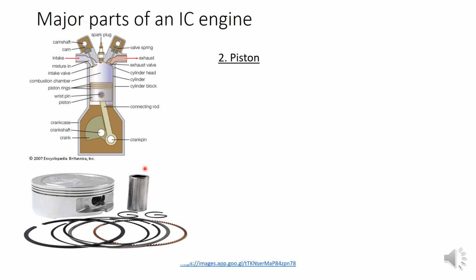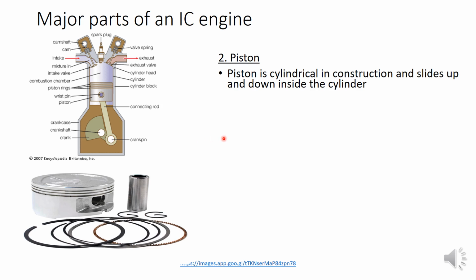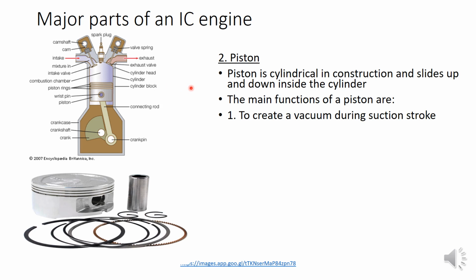Now the second part is of course the piston. This is the actual figure of a piston. It's mostly made of aluminum alloys, so it will have a shining appearance. And what is the role of the piston? The piston is cylindrical in construction and slides up and down inside the cylinder. This piston has several functions. It is one of the parts which carries a number of functions in an IC engine. What are they? The first function is to create vacuum during the suction stroke. This we will study in detail during working.